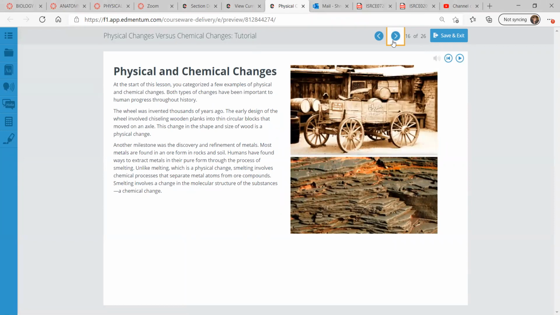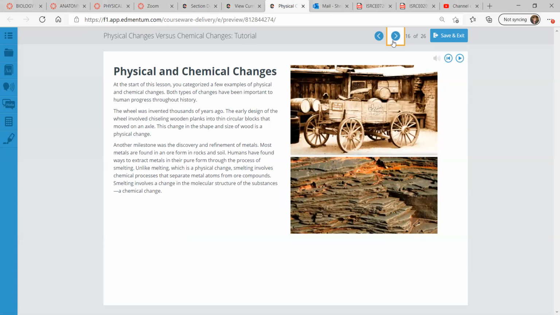If you remember from the start of this lesson, we categorized a few examples of physical and chemical changes. Both types have been important to our progress throughout history. The wheel was invented thousands of years ago. Early designs of the wheel involved chiseling wooden planks into thin circular blocks that moved on an axle. This change in the shape and size of wood is a physical change.